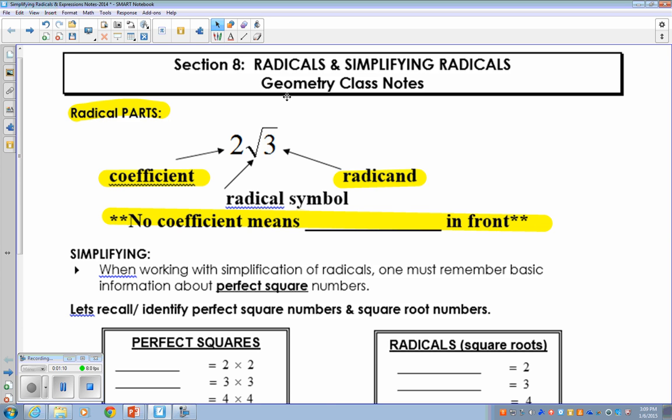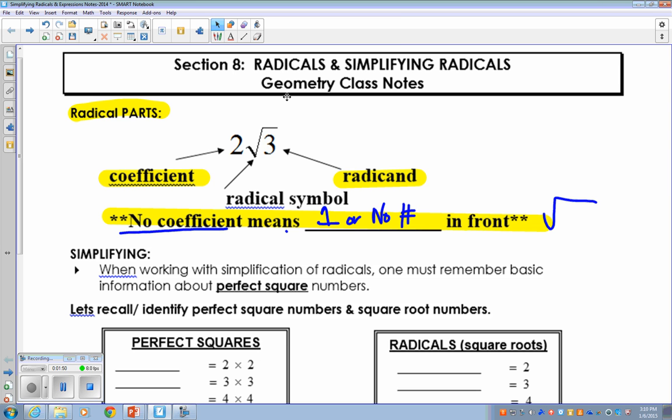No coefficient means blank in front. If it's no coefficient, what would that mean is in front? It would have to mean that there's a 1, or you could say no number in front of the radical sign. When I say in front, we're talking about in front of that symbol. Are we okay with that? Outside. And we do not mix the insides and the outsides. That's very important. We're going to hit that hard today.